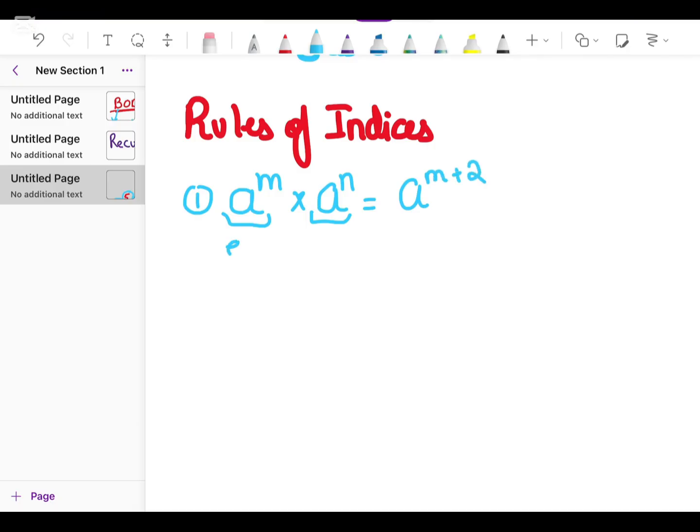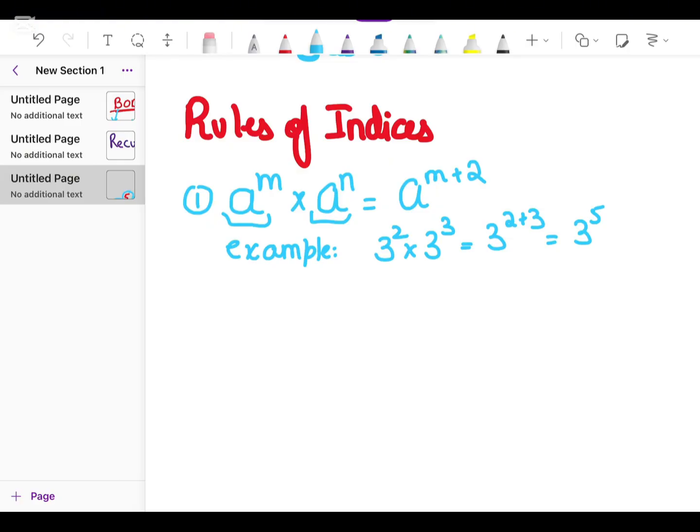So if I take an example, for example 3 raised to the power 2 multiplied by 3 raised to the power 3, you can see both have the same base, so the powers will be added. So the final answer 3 raised to the power 5 will be the final answer. This is rule number 1. I hope everything is clear in rule number 1. There is no confusion in this.